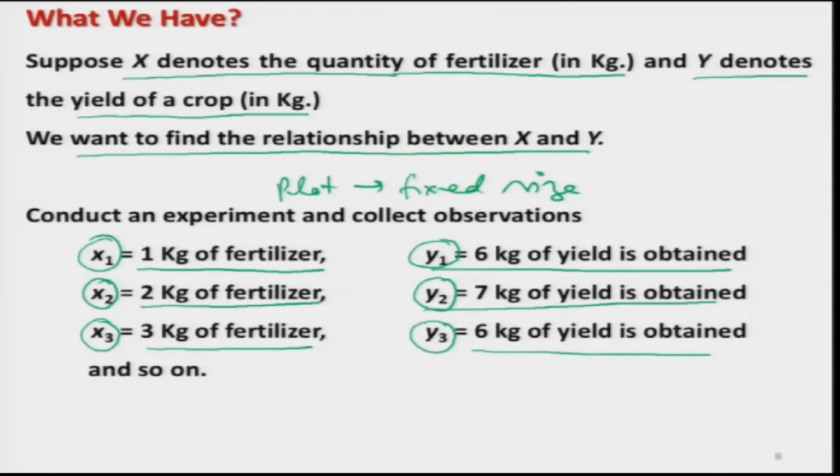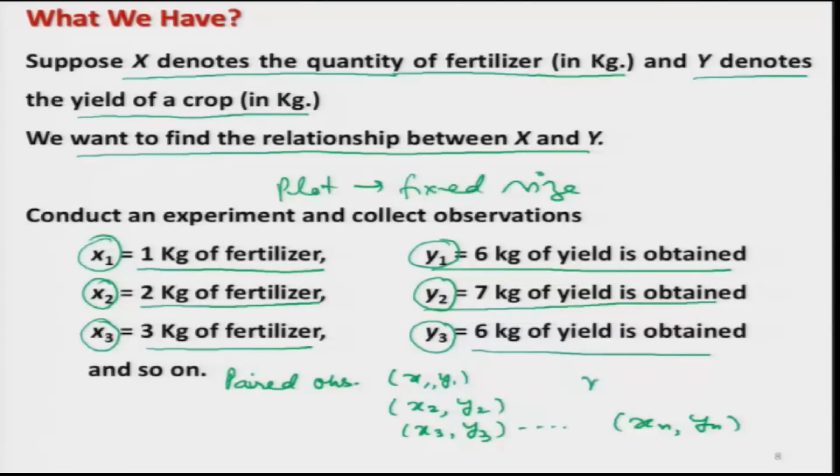So, you can see here we are going to obtain paired observations: when I give the value of x1, I get the value of y1, when I give the value of x2, I get the value of y2, and when I give the value of x3, I get the value of y3, and so on. Suppose we say that we have obtained n observations. All these paired observations are going to be denoted by x1, y1, x2, y2, up to xn, yn, right.